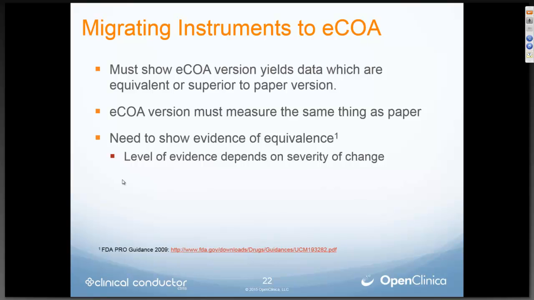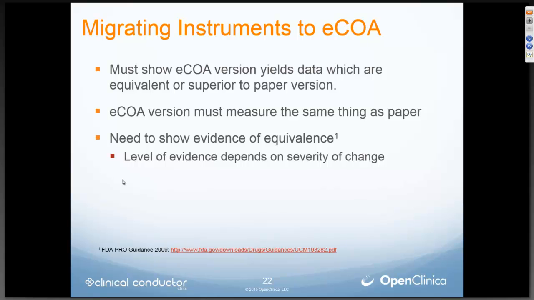So what if you have instruments that have only been used on paper to date and you want to use them in an ECOA setting? Well, the FDA would tell you that you need to show that the ECOA version of the instrument yields data which are equivalent, and at least as good, if not better, than the data that you're able to collect from paper. You also have to show that the ECOA version measures the same thing that the paper does, and you need to have evidence that proves this.